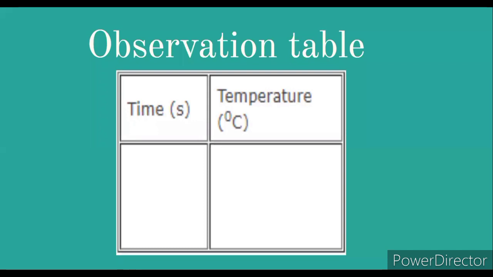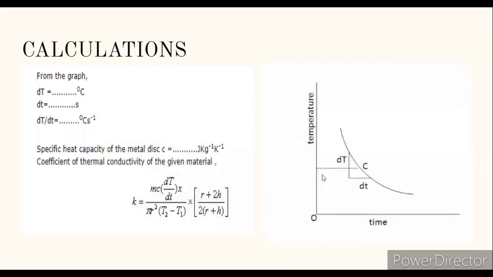In a physical lab, we obtain an observation table by noting the temperature at different times. A graph is obtained using the observations. The temperature is plotted on the y-axis, the time is plotted on the x-axis, and the slope, the rate of change of temperature with respect to time, is obtained.